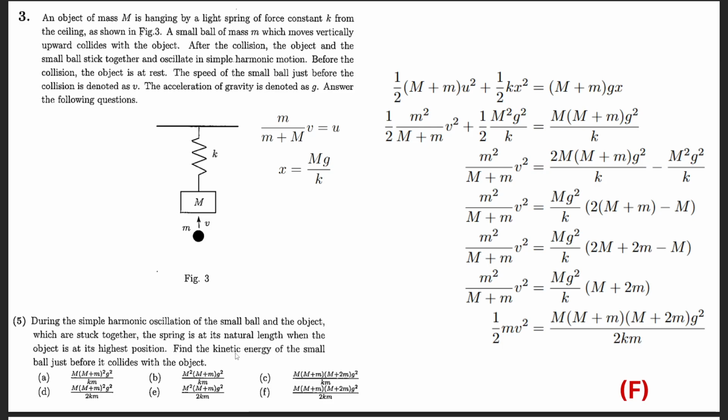And since we are asked to find the kinetic energy of the small ball, it is a half times m v squared. And to get that form, we move M plus m here to the right side, so it becomes like this. And we move m here to the bottom side. And to make m v squared a half m v squared, we multiply both sides by 1 over 2. So the answer becomes m times (M plus m) times (M plus 2m) times g squared over 2km. That is the answer F.